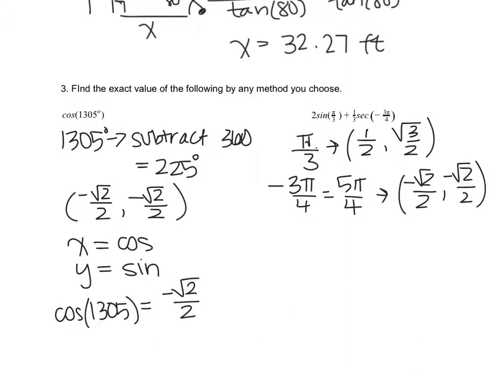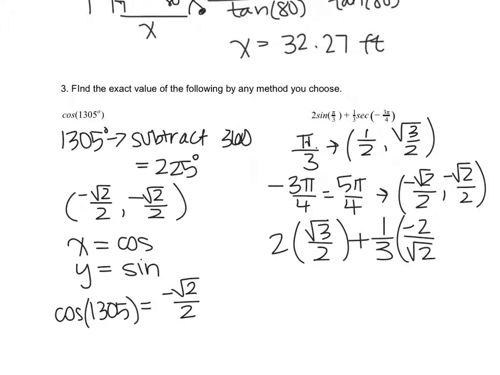So now we're just going to replace the trig function with its value. So sine of pi over 3, from the previous problem, we know sine is the y coordinate. So sine of pi over 3 is the same thing as radical 3 over 2. So it's going to become 2 times radical 3 over 2 plus 1/3. And then secant, if you remember from problem 1, is the reciprocal of cosine. So we're going to take our cosine value, which is the x coordinate, and do its reciprocal. So we're going to get negative 2 over radical 2.